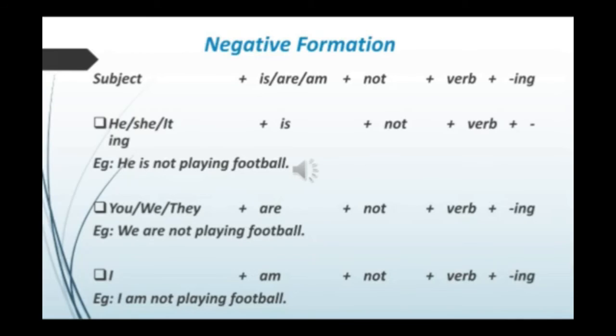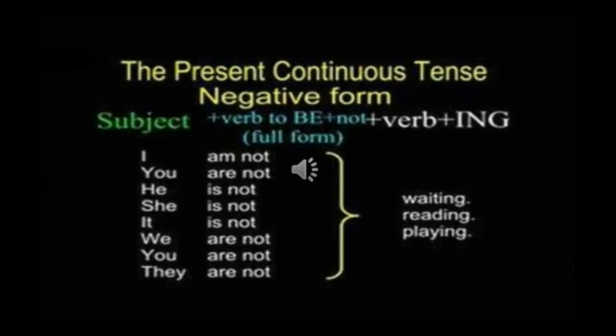If the subject is plural, next to the auxiliary verb are, we have to place not. For example, we are not playing football. In the case of I, I am not playing football. I hope you have no doubts regarding negative formation. This is a short summary of how to make negative sentences in present continuous tense. You can read it for yourselves.